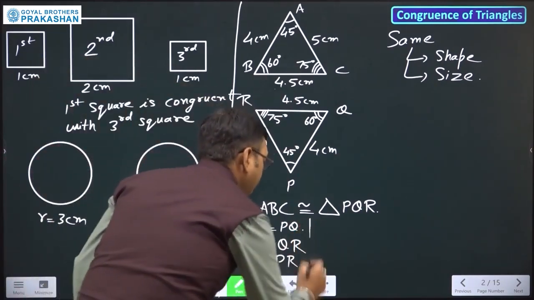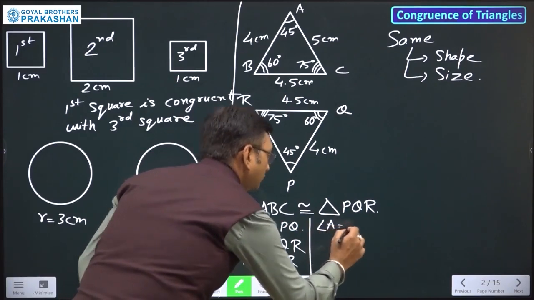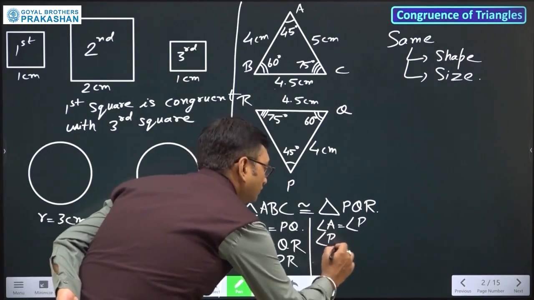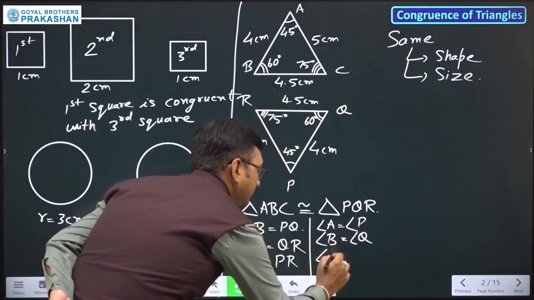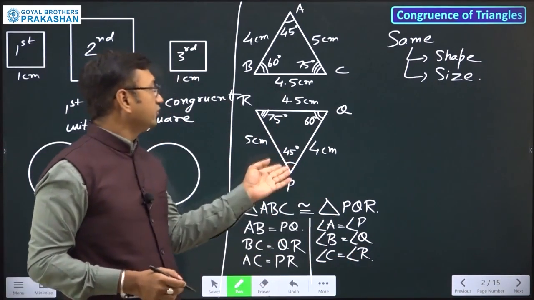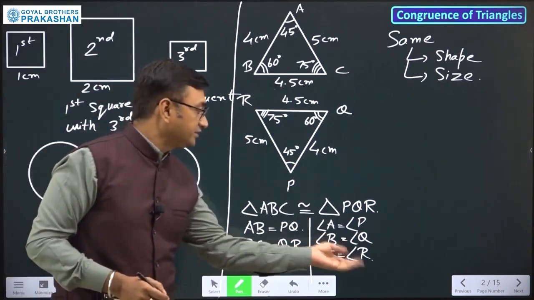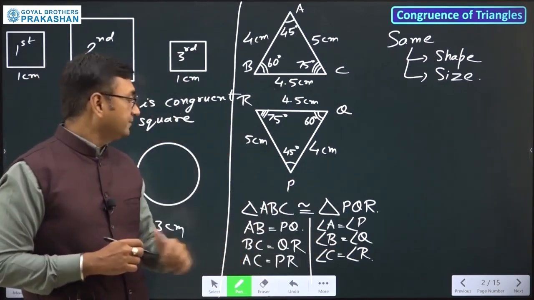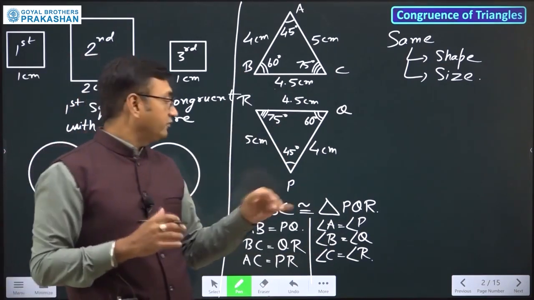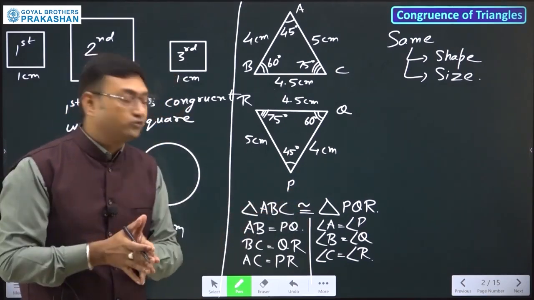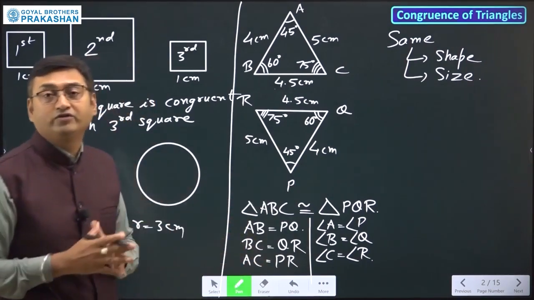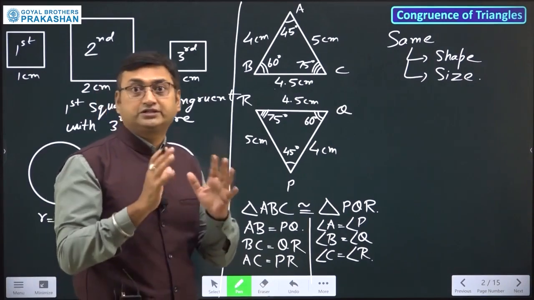In the same way, we can say angle A is equal to angle P, angle B is equal to angle Q and angle C is equal to angle R. Is it correct? Yes, because angle A and angle P are 45 each. In the same way, angle C is equal to angle R, that is 75 each, and angle B is equal to angle Q, that is 60 degrees each. So whenever we are writing the name of two congruent triangles, we have to be very careful. It will obviously help us to do further questions. Is it clear, my dear students?